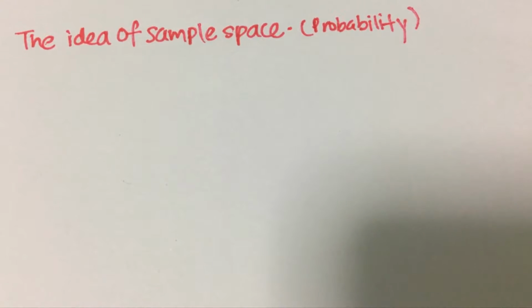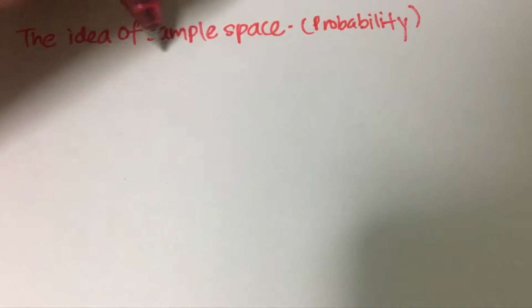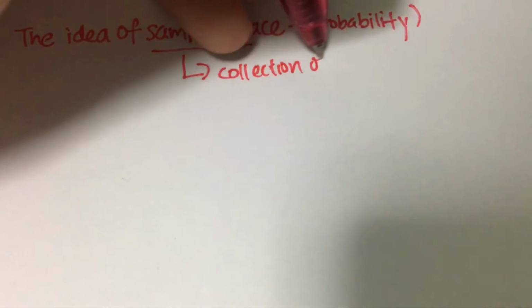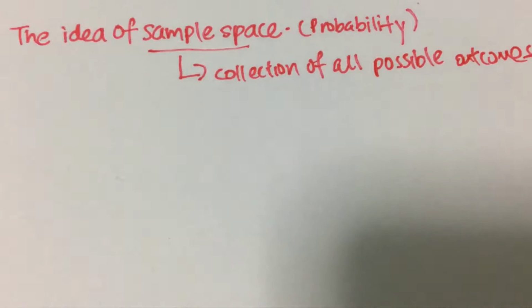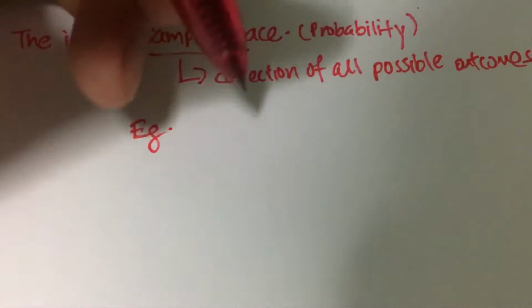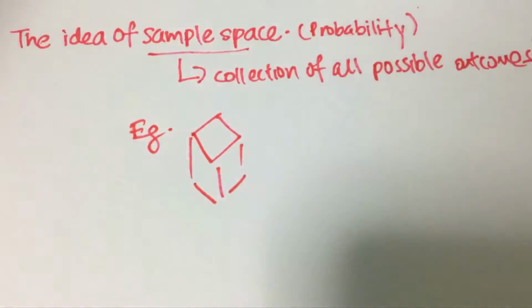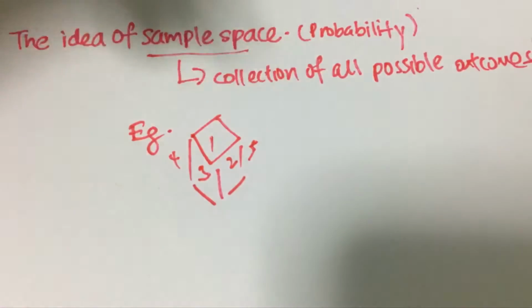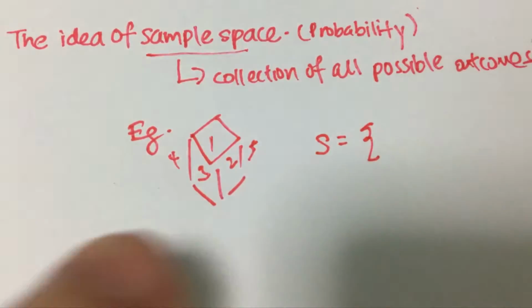The idea of sample space under the topic probability can be understood just as follows. So what do we mean exactly by sample space? The sample space is basically the collection of all possible outcomes. Let's say, for example, same thing as in the previous example, I have a particular dice, and a dice is labeled from 1 to 6. So what is the sample space? It basically means all possible outcomes.